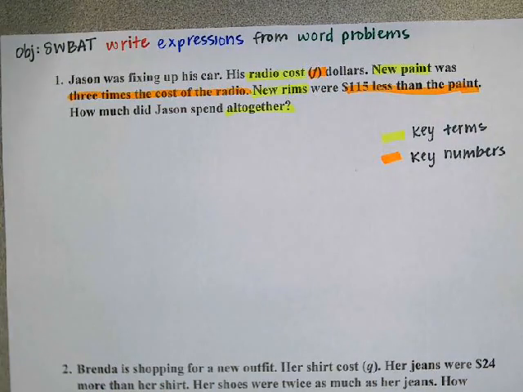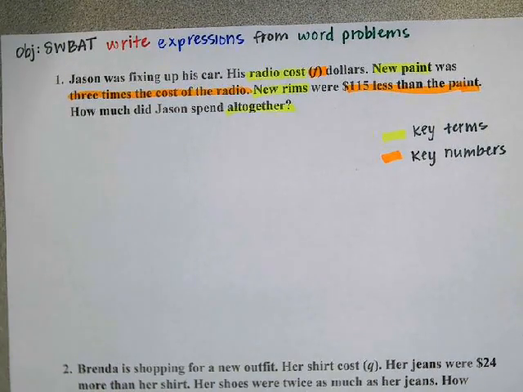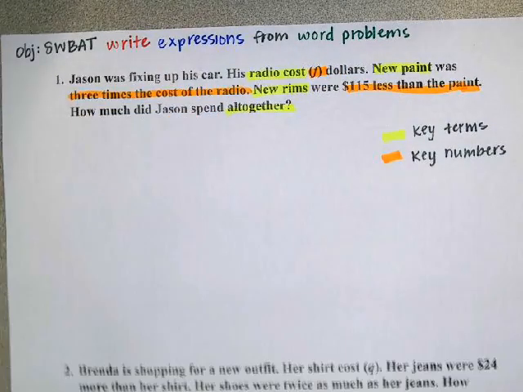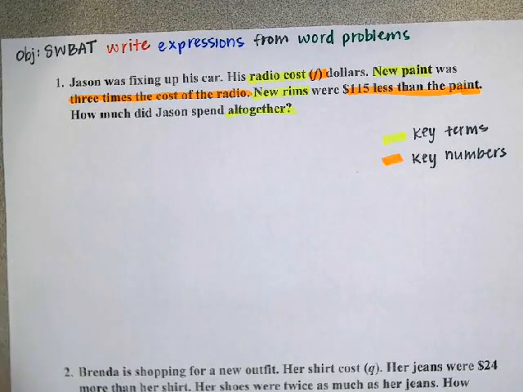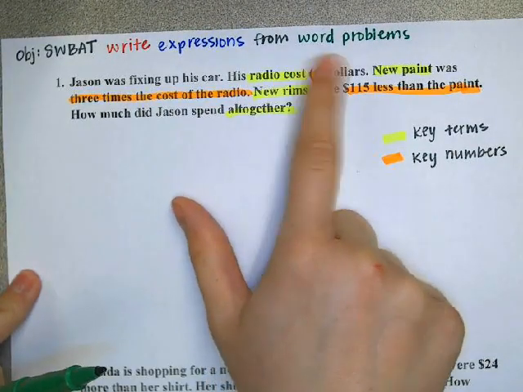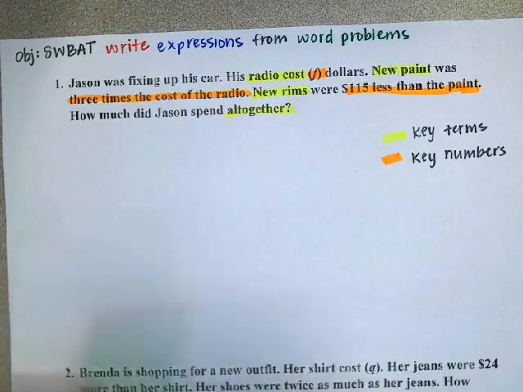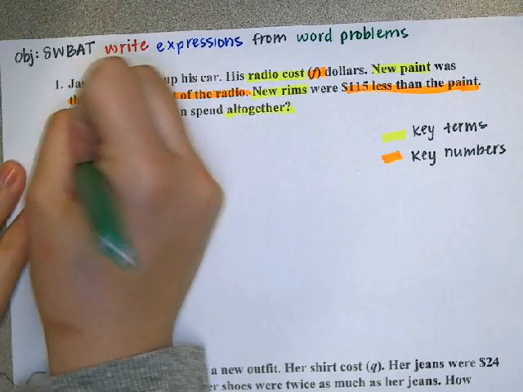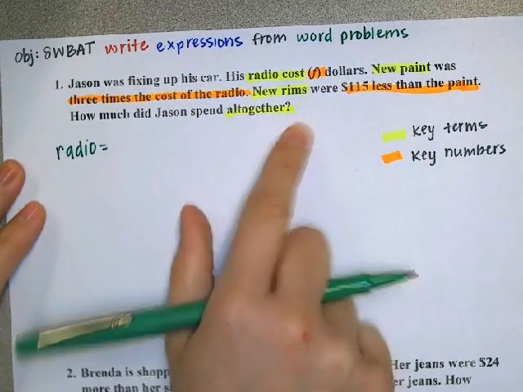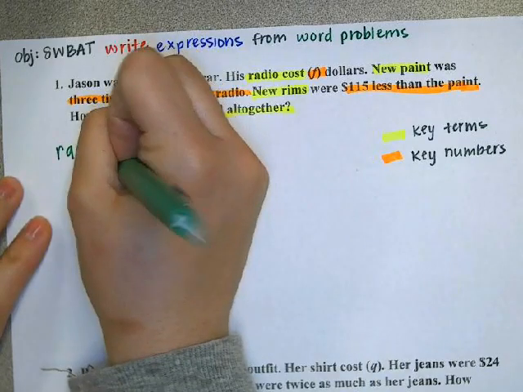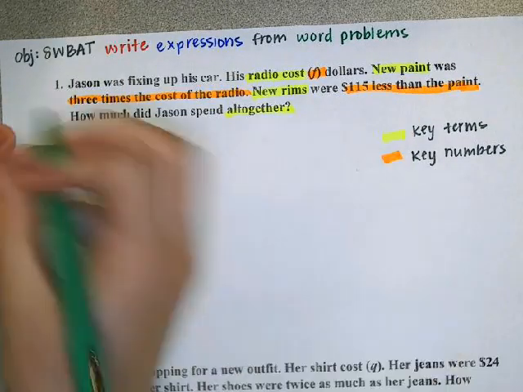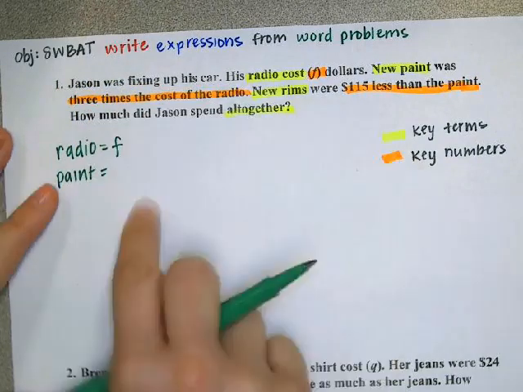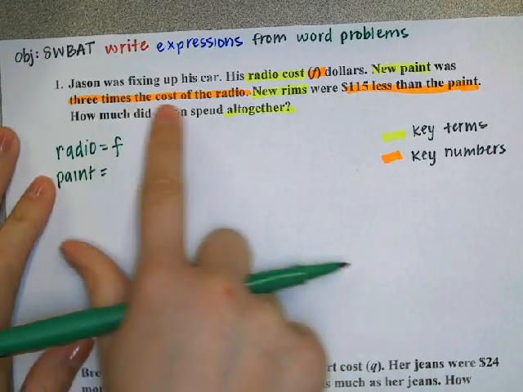So now I'm just going to go through. I'm going to write out my key terms with how much or what they equal next to it. So what really helps here is that what's in yellow next to it is going to be what it equals. So the radio, we'll start with radio. Radio equals what? It equals F. And the next would be new paint. So paint equals what? It equals 3 times the cost of the radio.